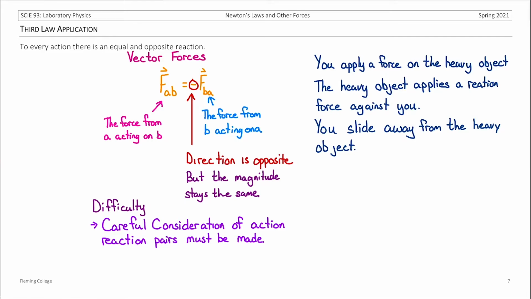It's important to note that action-reaction pairs act on different bodies. So both forces in the pair cannot be drawn on the same free body diagram. The force that A applies to B, so the force that you apply to the Earth, would be drawn on the free body diagram for the Earth, and the force that the Earth applies on you, or the force that B applies on A, would be drawn on the free body diagram representing you. You must keep this in mind anytime you're asked to identify action-reaction pairs.